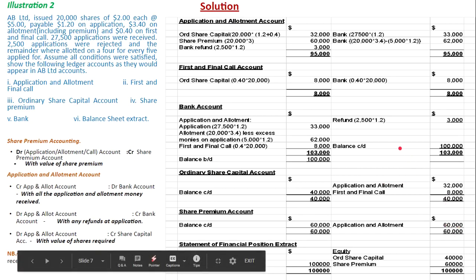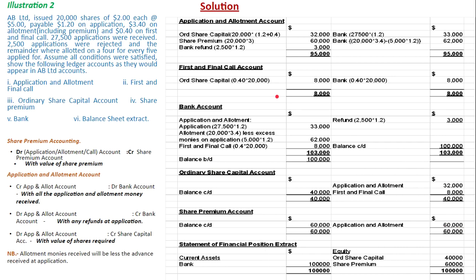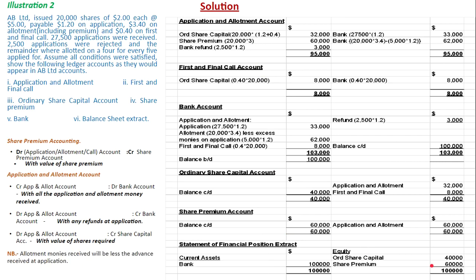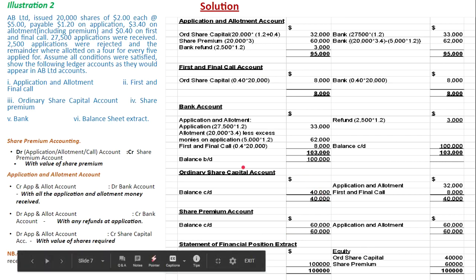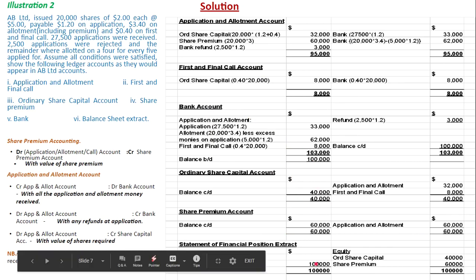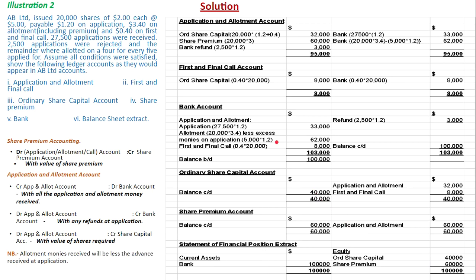Lastly, we need to prepare the balance sheet extract, the statement of financial position extract. On the equity side, we have share capital 40,000, share premium 60,000 to give us 100,000. Then on the current asset side, we have the bank account as shown here with a balance brought down of 100,000, which shows that our balance sheet extract is also in balance. So basically, that is it with share premium accounting, as simple as it is.